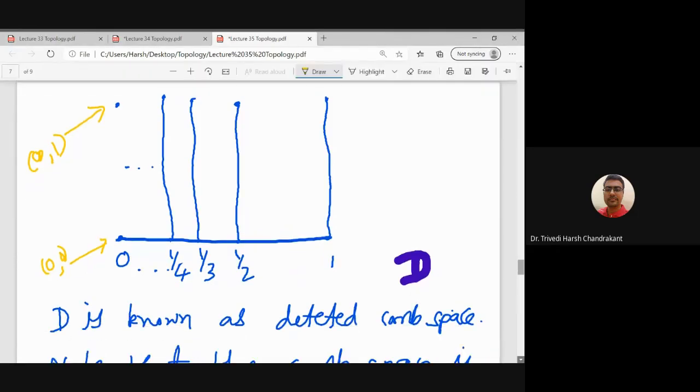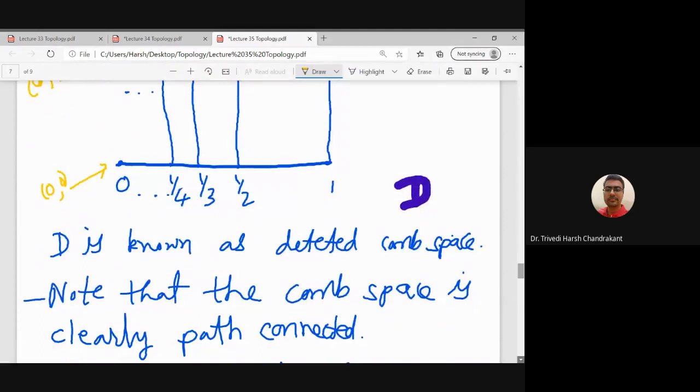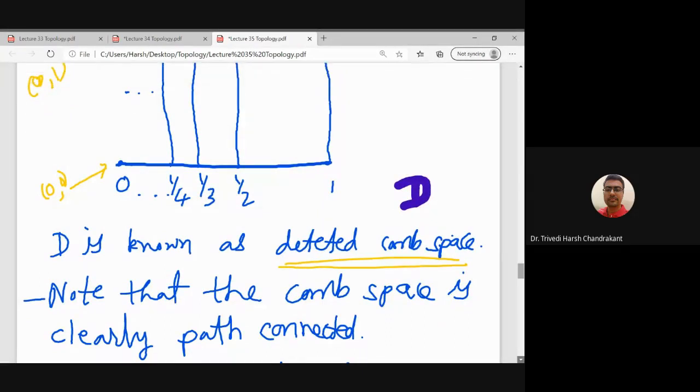to get the deleted COMB space, and this deleted COMB space is the example which is connected but not path connected. So we will see today why it is connected. The path connected part we will discuss in the next lecture.